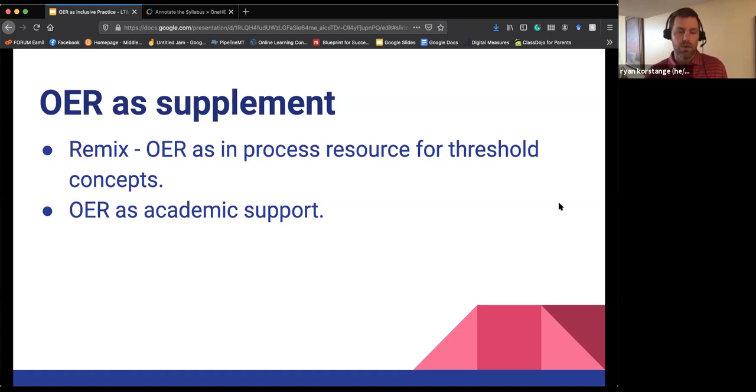So when students are struggling with a concept, we can provide additional resources that are high quality to help them get through the struggle of complicated and difficult concepts. There is one example that I would provide from my own teaching.